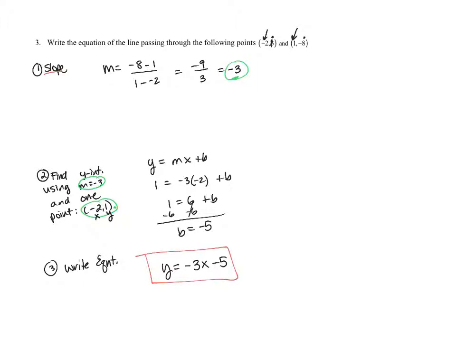So step 1, find the slope. Step 2, find the y-intercept. Use the slope you just found and just one point. It doesn't matter which one. And then the final step, write your equation.